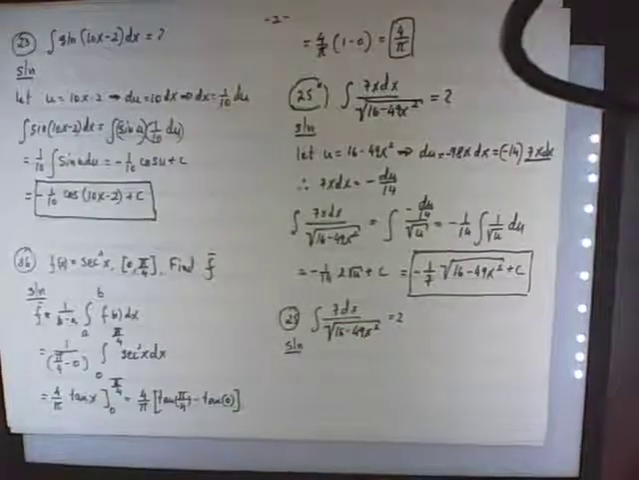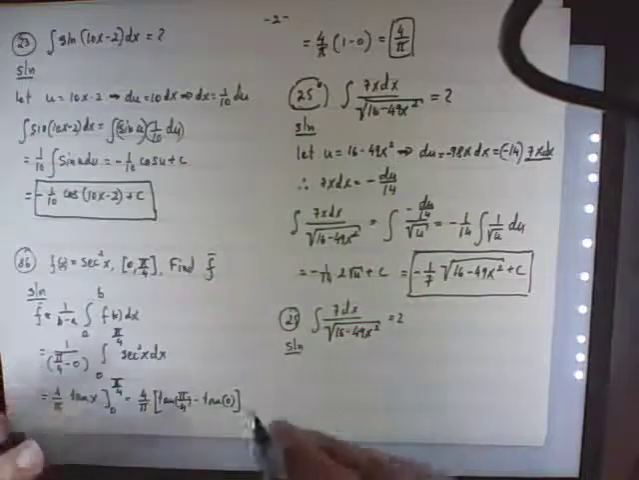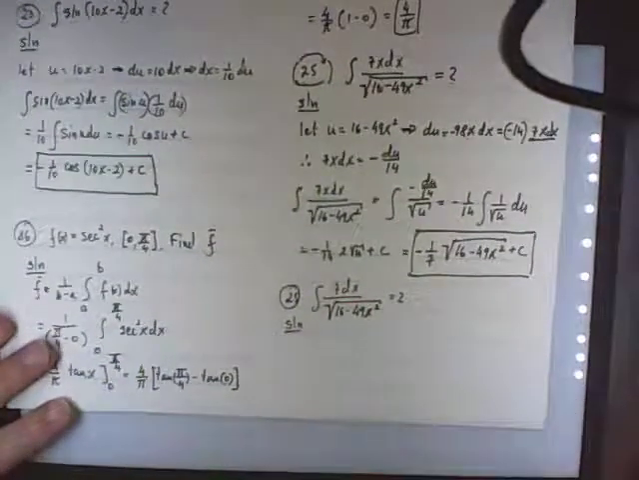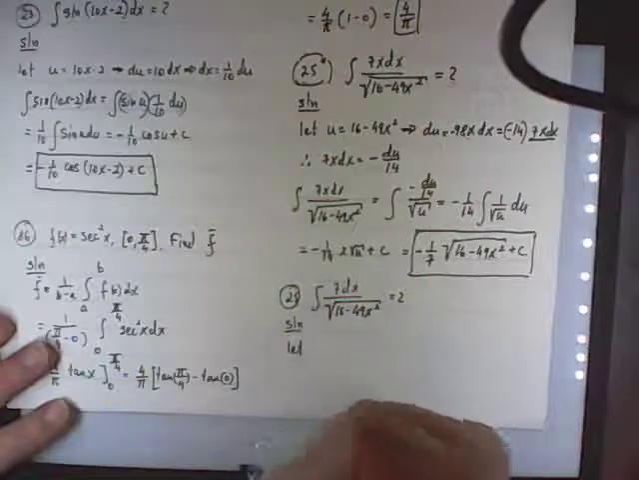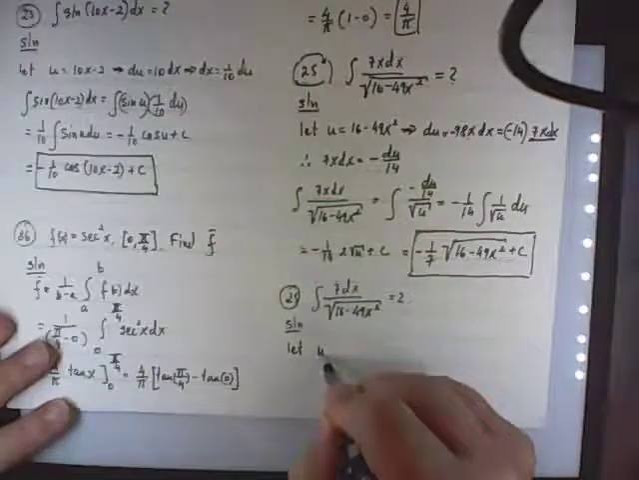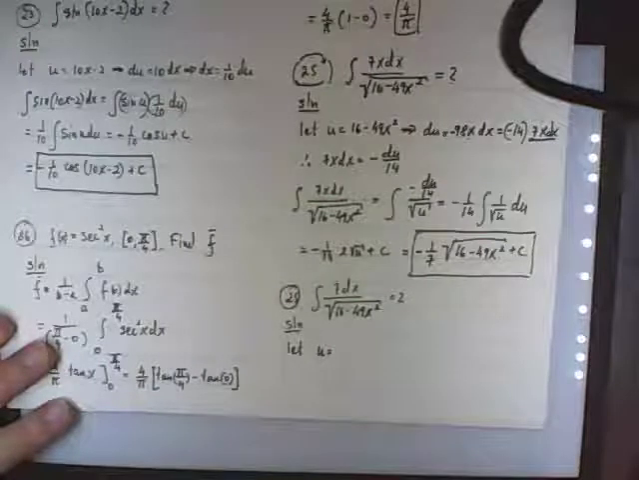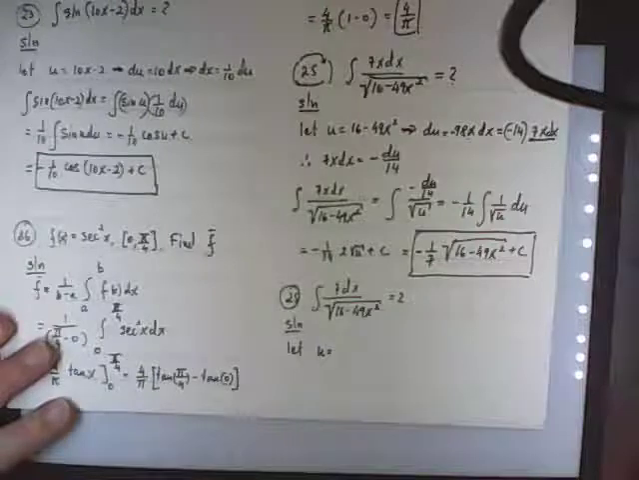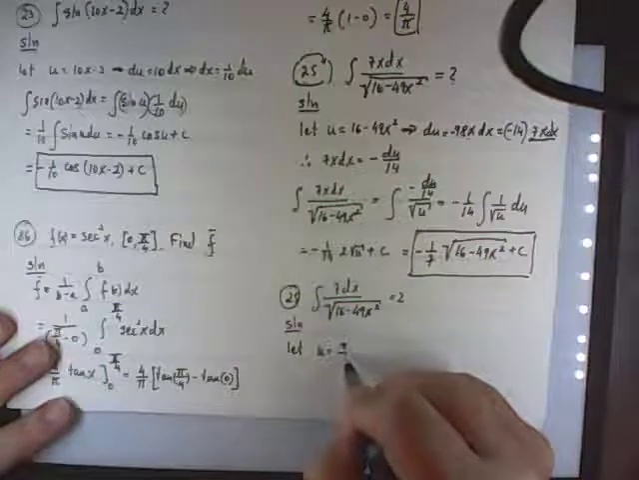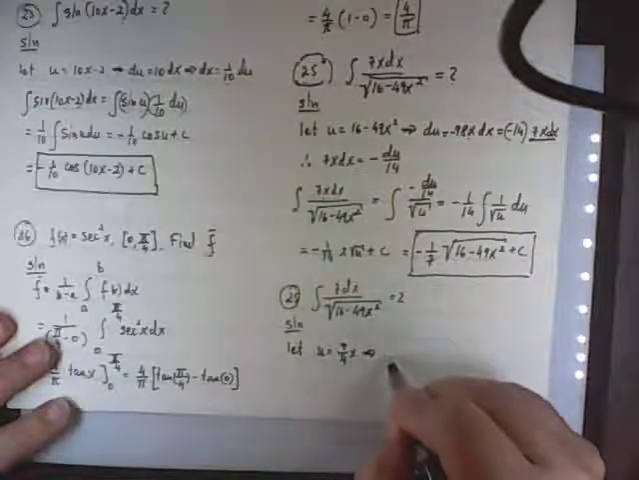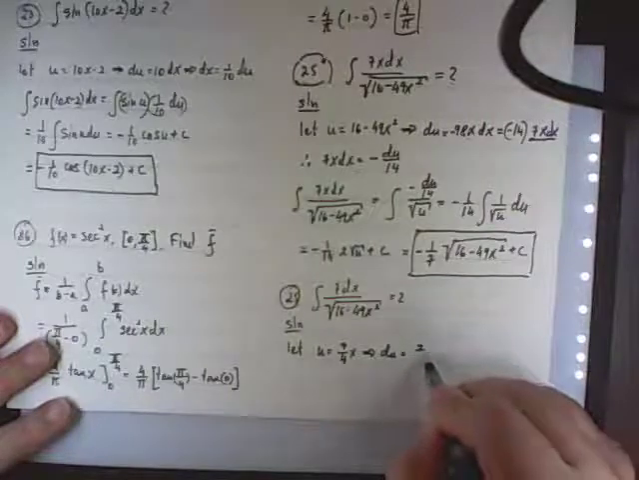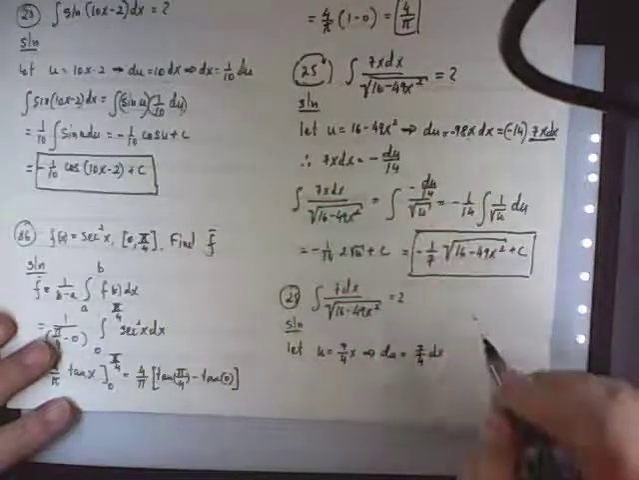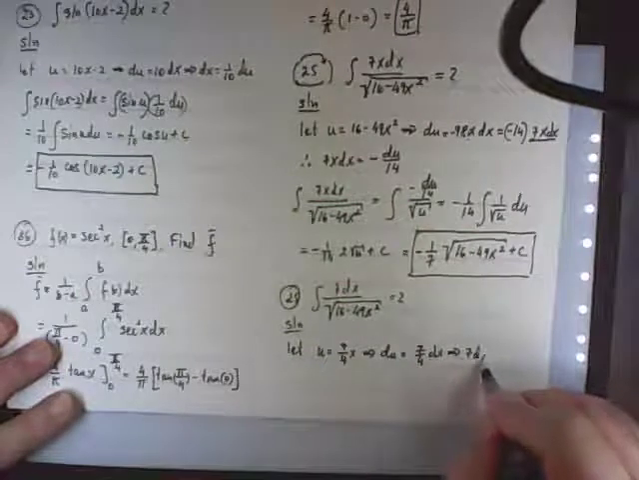I'll stop at this point, and you'll explain it. But here's what Travis said, paraphrasing. I'm going to do u substitution, but instead of substituting 16 minus 49x squared, because Travis told me where to go with it, I'm going to let u equal 7 over 4 x. And therefore, du equals 7 over 4 dx. Okay, I need 7 dx, so 7 dx equals 4 du.